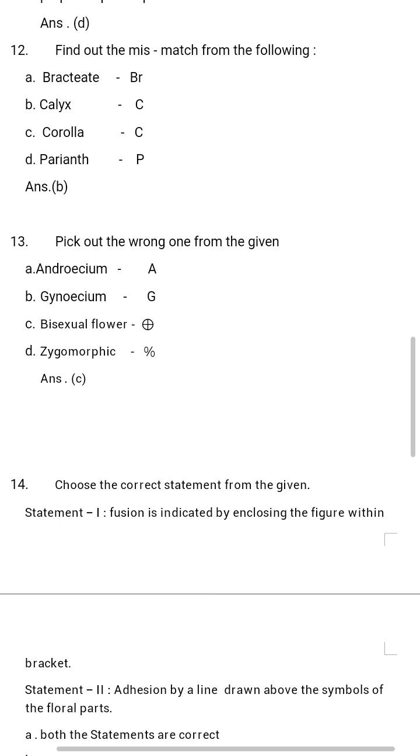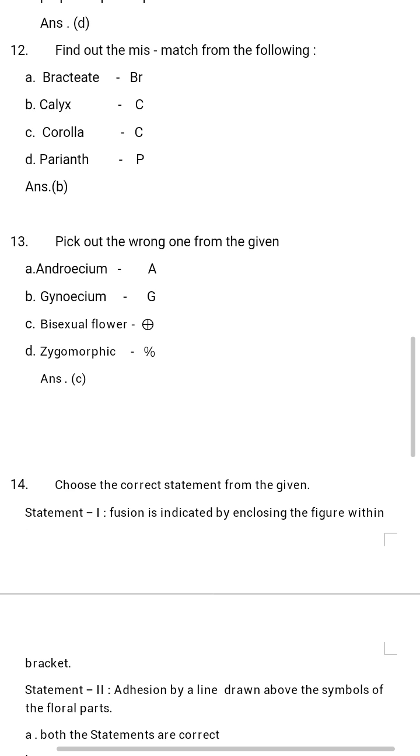Option A, bracteate. Bracteate is indicated with a capital B and small r. This is a correct pair. Next, calyx. Calyx is originally indicated with K, not with C. So this is the mismatch. Option B is the correct answer for the given question.